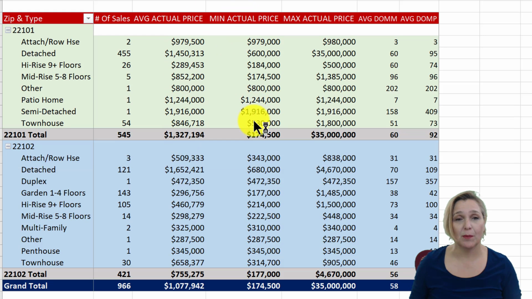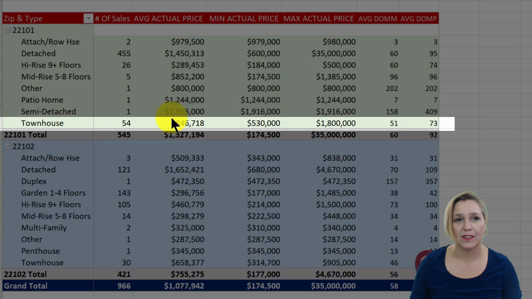And then we have the minimum and maximum so that you can have a good gauge on the range of pricing. For example, here you can see there were 54 townhouses in 22101, and the average price is 846. But you can see that the lowest price was 530, and then the highest price was 1.8 million.